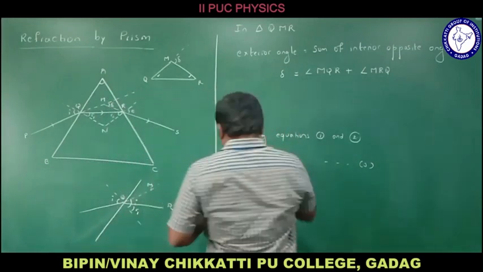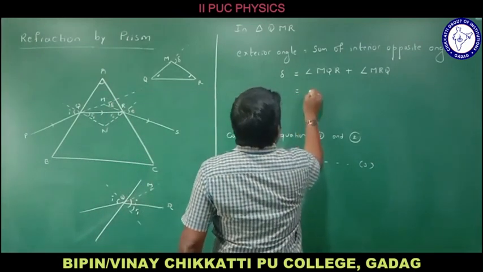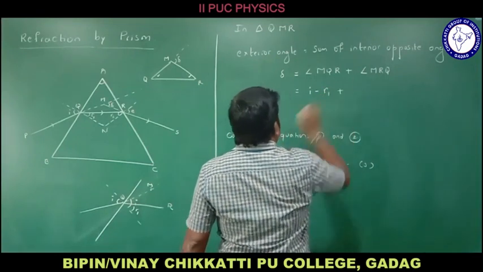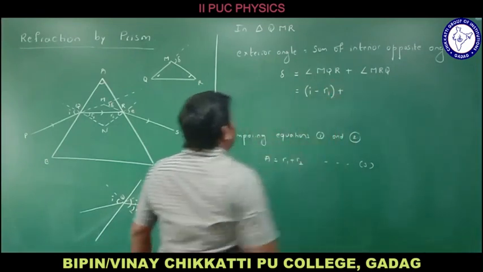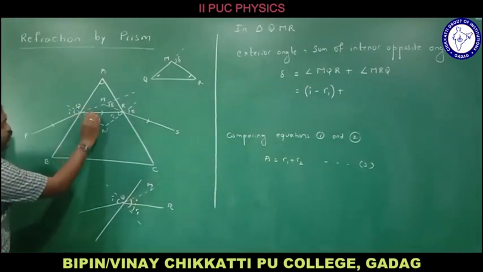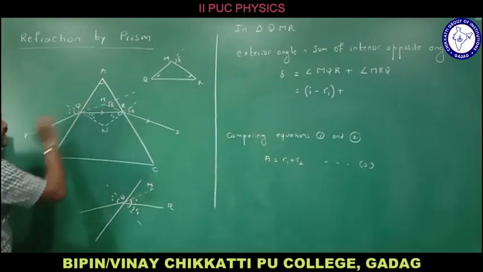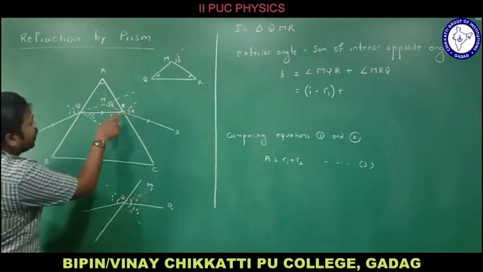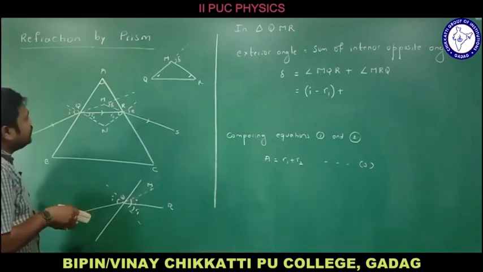So MQR is i minus r1. Do you understand? This whole is i, and we need to subtract this r1 so that we get this angle. So that is i minus r1. Come on, tell me now, what is MRQ? Where is M? MRQ. I want this angle. Observe here.